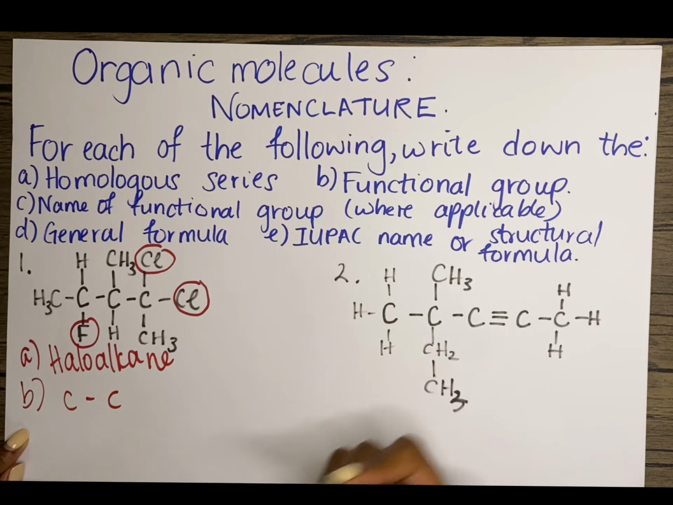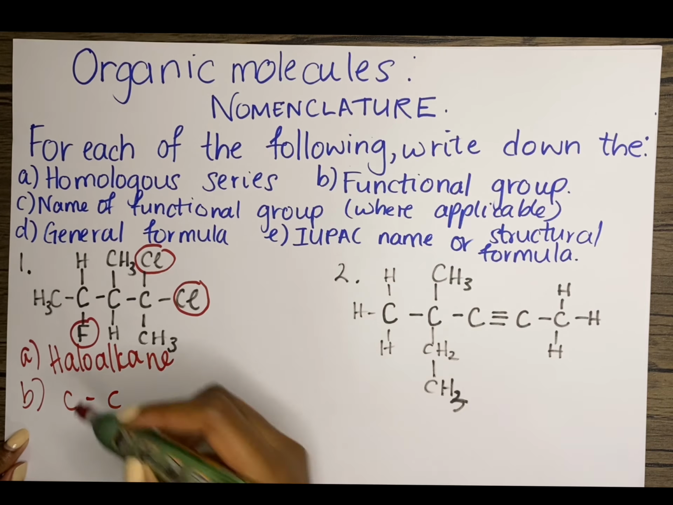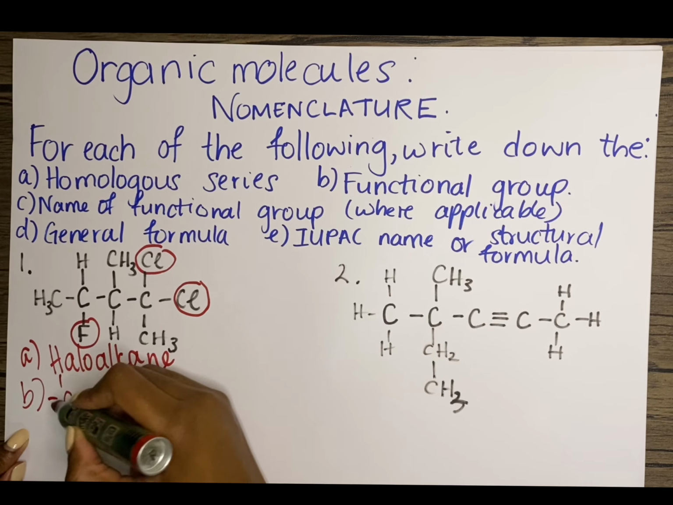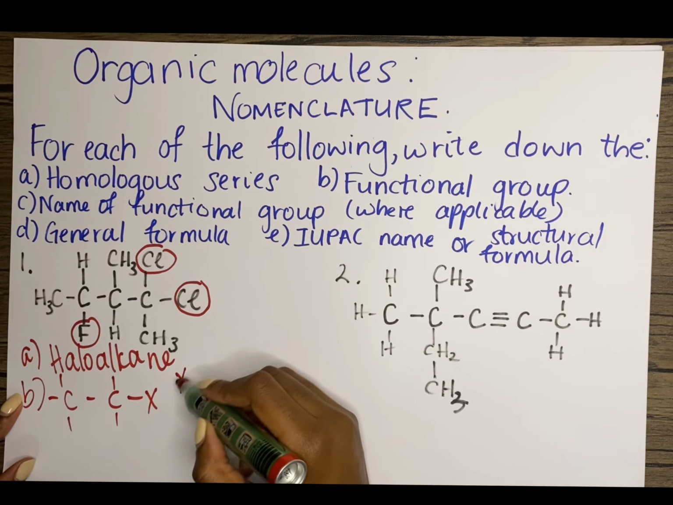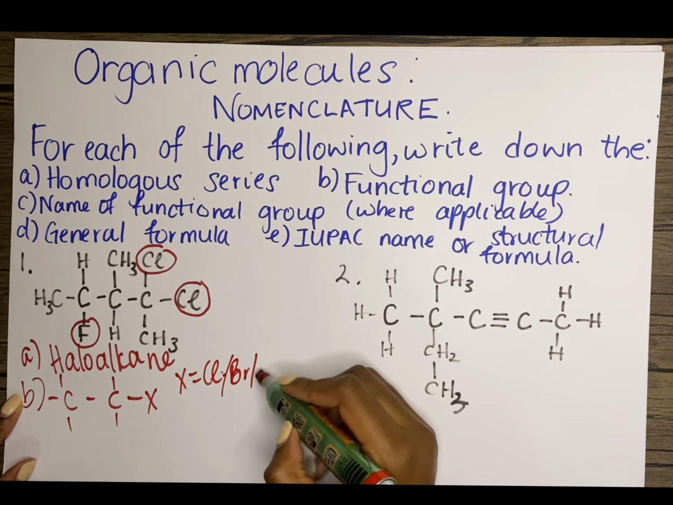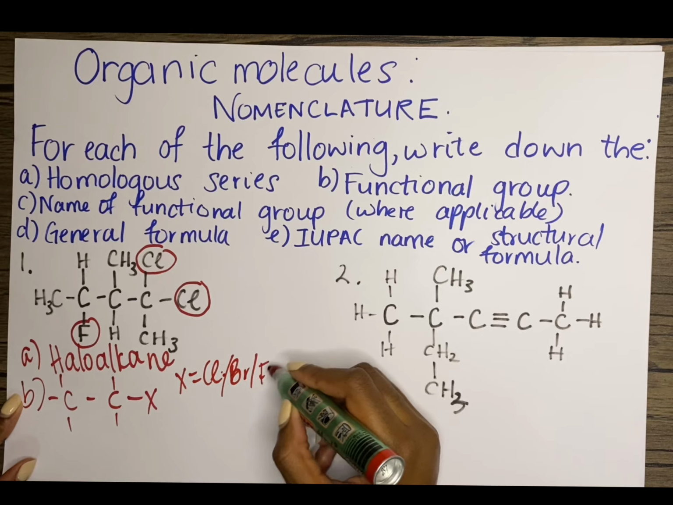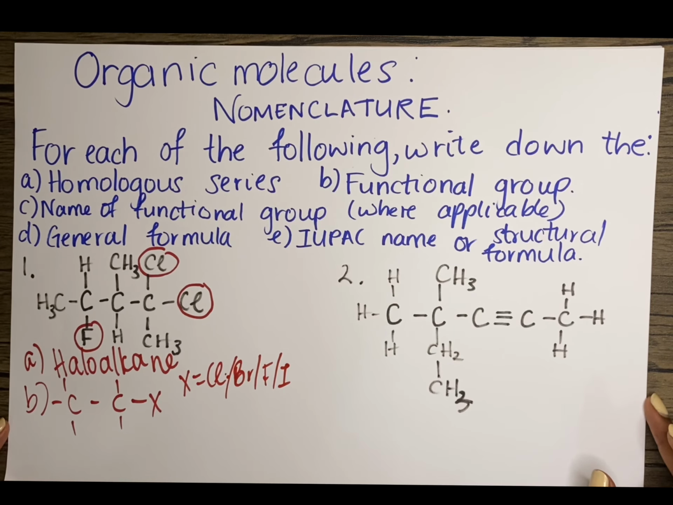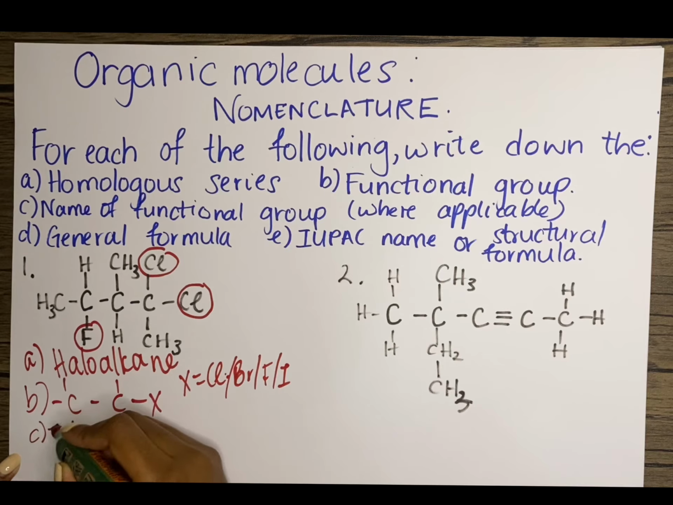So alkane means single bond between adjacent carbon atoms, right? We already know that. The X there stands for chlorine or bromo or fluoro or iodo, right? So that's the functional group. You're not expected to name the functional group in the South African grade 12 syllabus. So I'll move on to D.